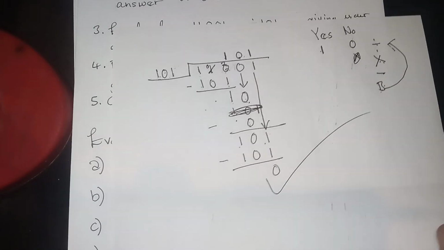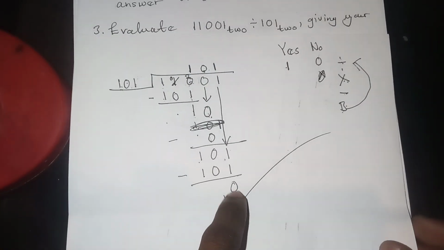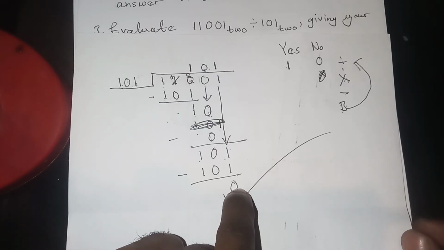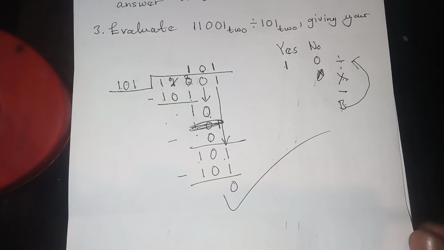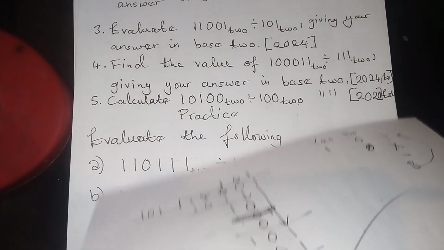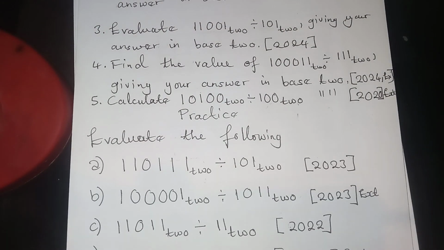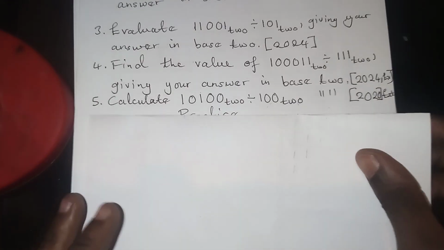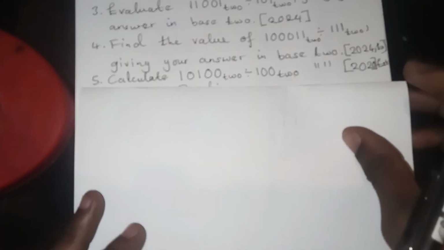By the way, if you get any number there, it may mean there is something wrong with your work, or the question has a remainder. But in most cases, at ECZ level, they'll give you numbers which do not have any remainder. So if you are seeing any number at the end, just go through your work. It may be a very small mistake.